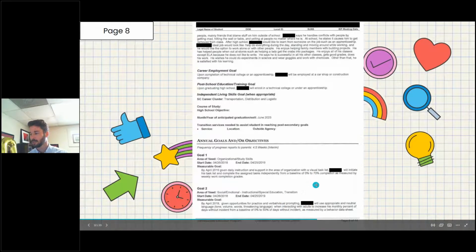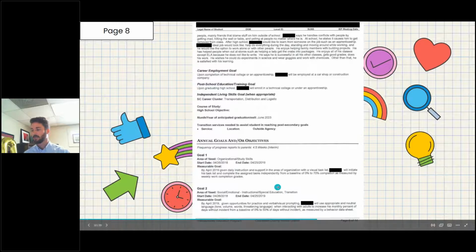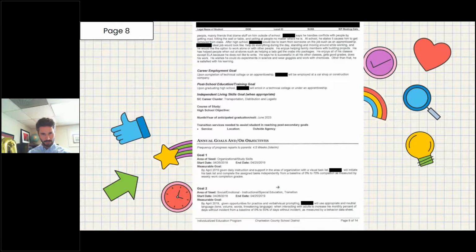So that's where that is. To increase his monthly percent of days without incident from a baseline of 0% to 50%. Now we're transitioning from S to M, right? Measurable in the SMART goals. So we're increasing his monthly percent of days without incident from a baseline of 0% to 50% of days without incident.